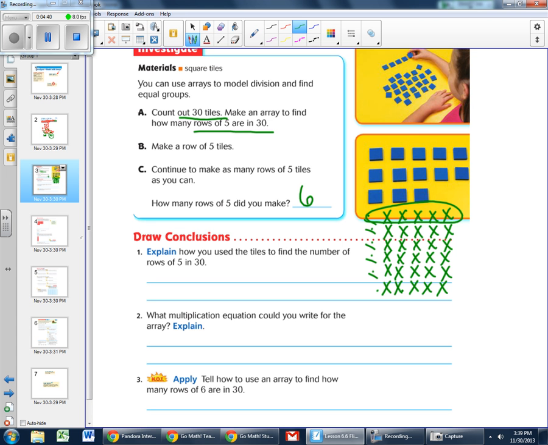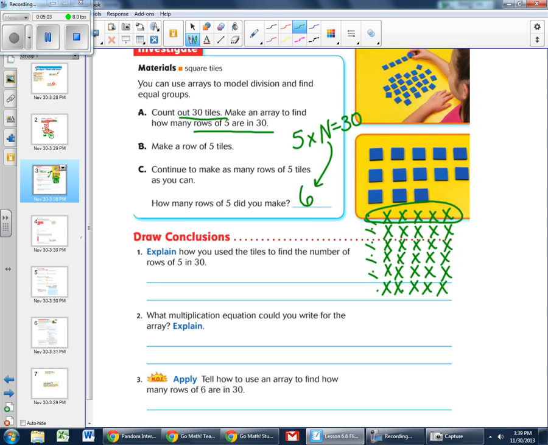Now, I want you to think. We've talked about this throughout the entire chapter: you can check division by multiplying. So 5 times something is going to give me 30. Is 5 times 6 30? 5 times 6 is 30, so I know that my answer is correct.